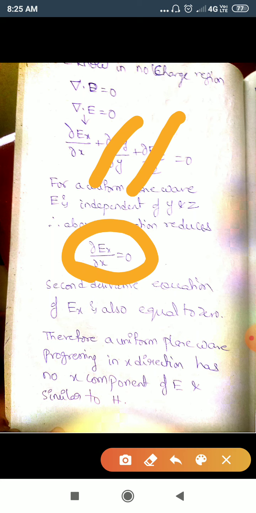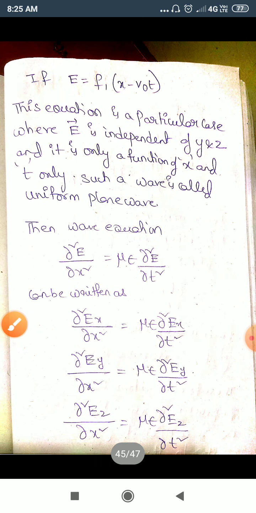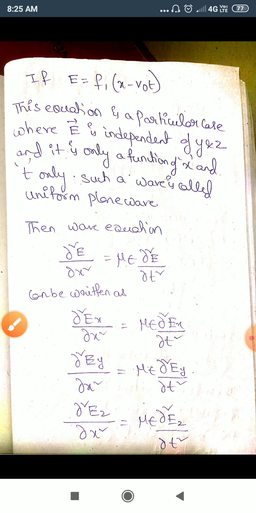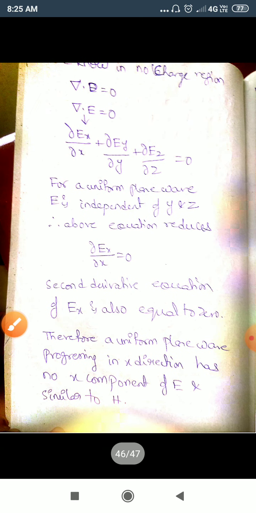Now, as this is the first order equation, if we go for the second order equation, that is in the previous paper, second order equation is this one. So these can also be equal to 0. Now Ex is also equal to 0. Therefore a uniform plane wave progressing in x direction has no x component. It is similar for E and H.